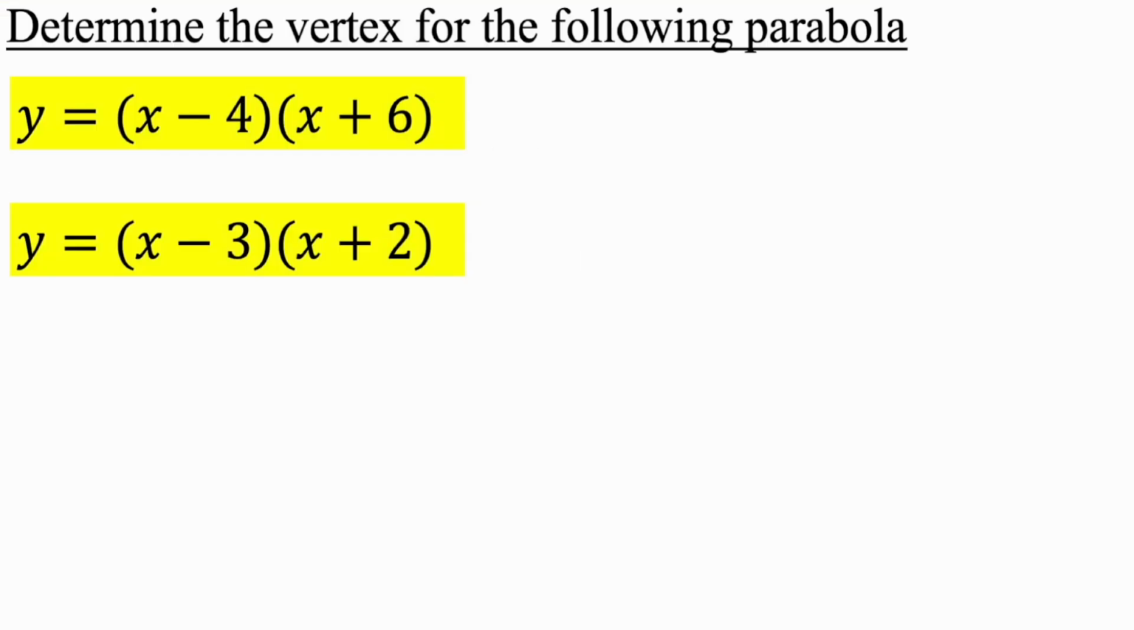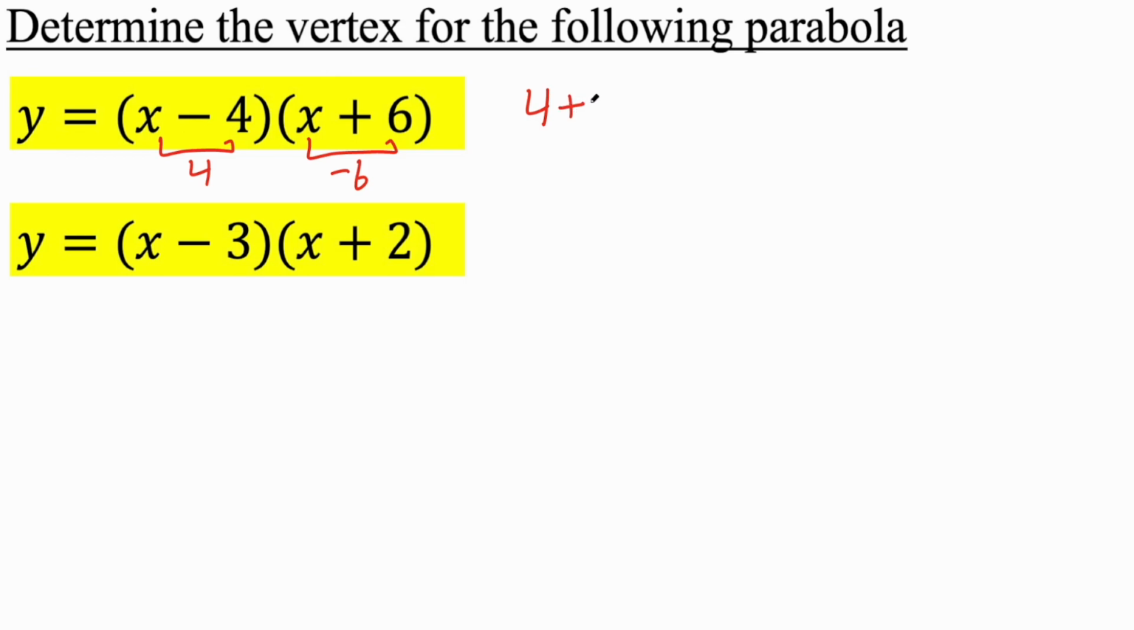So with these two problems, we're actually going to get the vertex. So we're going to get a point. We're going to get the x value and the y value. So first we need to get the x-coordinate. So we know that this piece right here would correspond to 4. And this piece right here would correspond to -6. Sometimes it helps to think, what value of x would make this piece 0? And that would be +4. And what value of x would make this piece 0? That would be -6. So we have to average them.